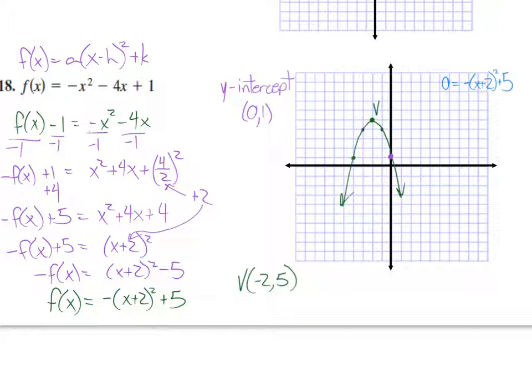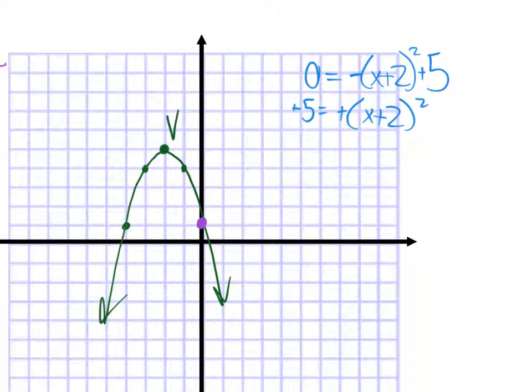We're going to get negative 5 equals a negative x plus 2 squared. I'll multiply both sides by negative 1 to get rid of the negatives. Okay. Now what do we do? Square root both sides. So we've got plus or minus square root of 5 equals x plus 2. And then I subtract 2. So x is negative 2 plus or minus root 5.